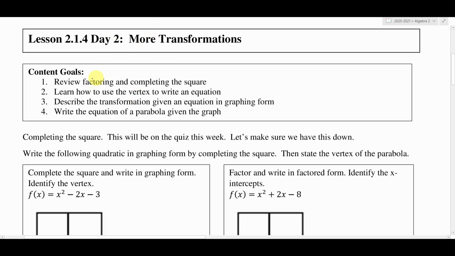Stuff. Our goals are to review factoring and completing the square. We also want to learn how to use the vertex to write an equation, so we'll see an example of that. That might be the only thing that's actually new in today's lesson: if I were to give you a vertex, could you use that to help you write an equation? So it's going to seem like a very familiar problem, but just posed in a different way.